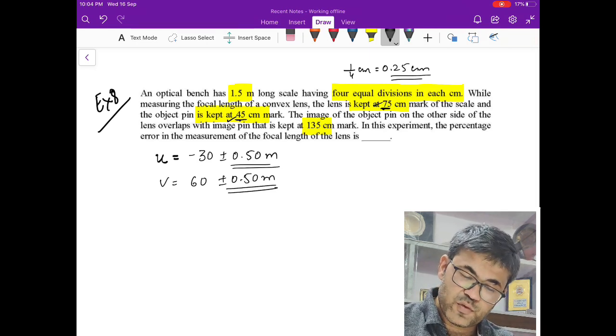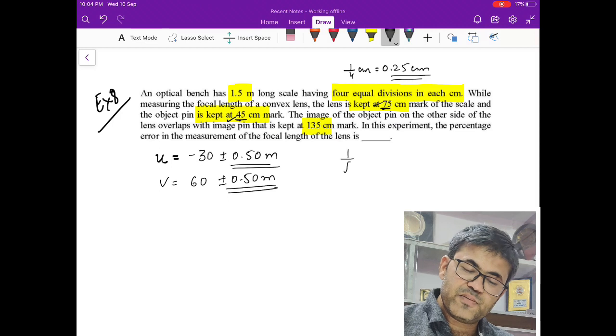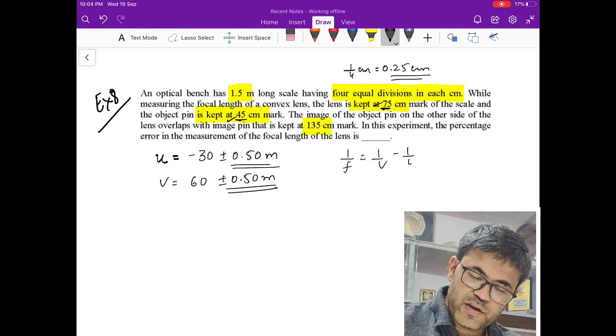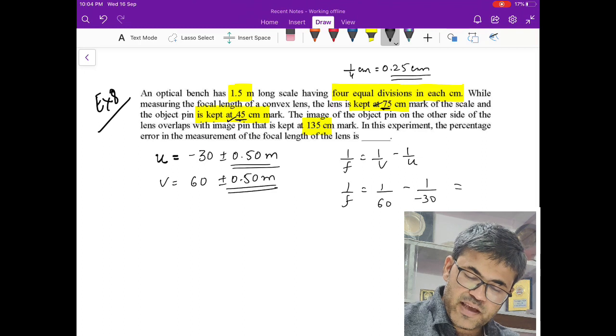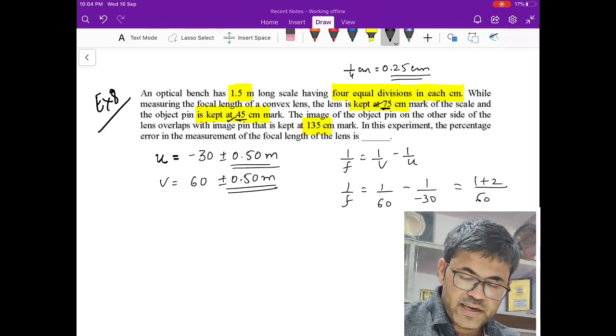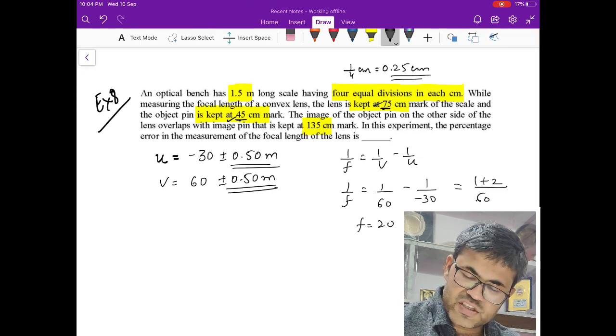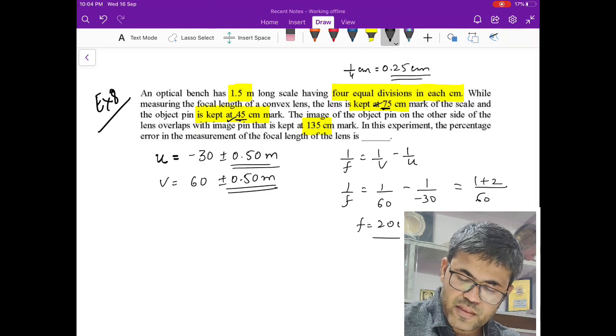Now the percentage error in the measurement of focal length. So 1 upon f would be equal to 1 upon v minus 1 upon u. So what is the expected value of f? The expected value of f you can find out: 1 upon v, that is 1 upon 60, minus 1 upon minus 30. You take the LCM, it would be 1 plus 2. So 60 by 3, f is 20. This is the expected value, not the final answer.